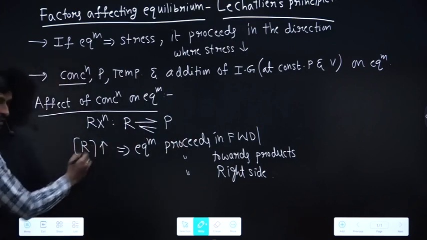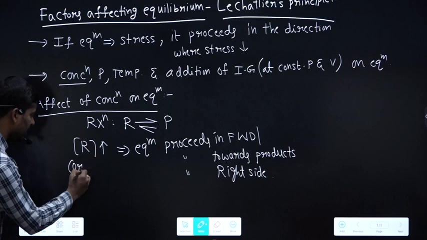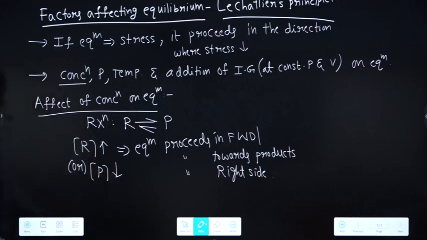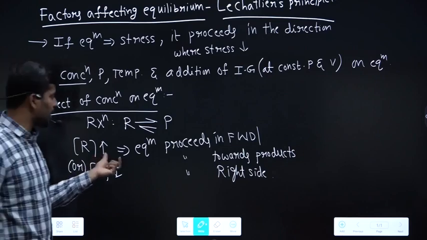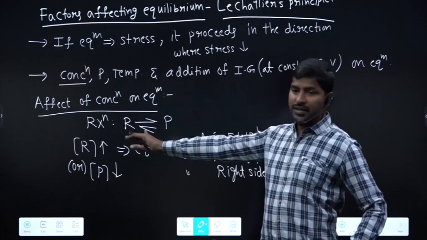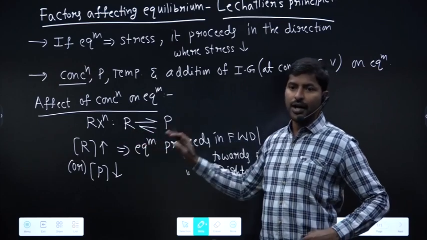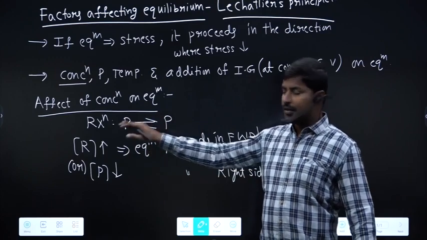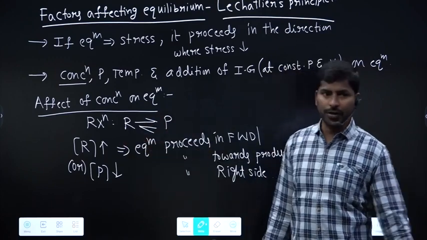So the concentration of reactant you may increase, or the concentration of product you may decrease. If you want to get more yield of product, what you have to do is either increase the concentration of reactant, or collect the product as fast as it is formed. Then you may get more yield of product.